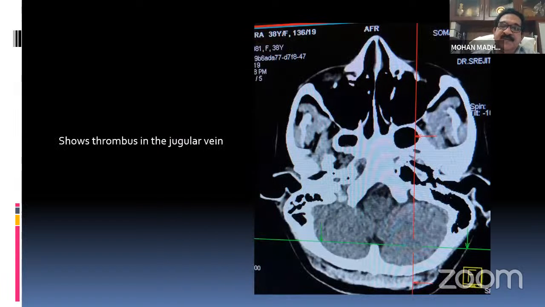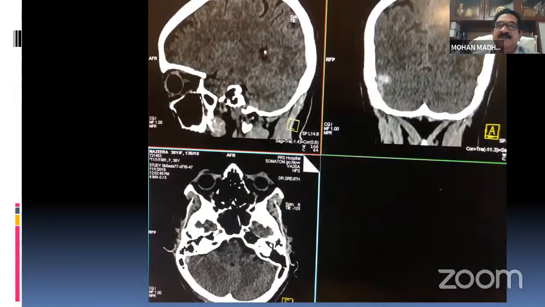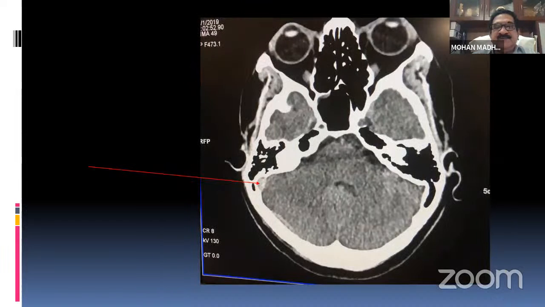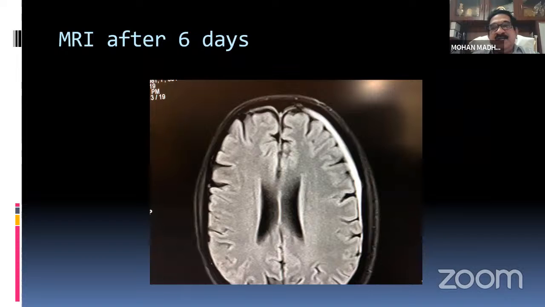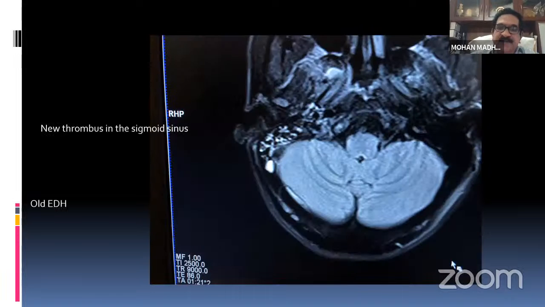If you look at the film again, you can see the jugular vein is also getting thrombosed here on the right side in the jugular fossa. This is another film showing the transverse sinus thrombosis extending into the sigmoid sinus. So this is the MRI done, which shows a small extradural hematoma on the convexity. You can find the thrombus here in the sigmoid sinus, and the old EDH there.